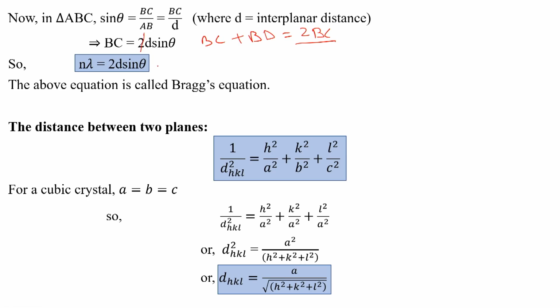Okay, so we write nλ = 2d sin θ. The above equation is called Bragg's equation. So this is the Bragg's equation here. Okay, this is the Bragg's equation. Now the distance between two planes.